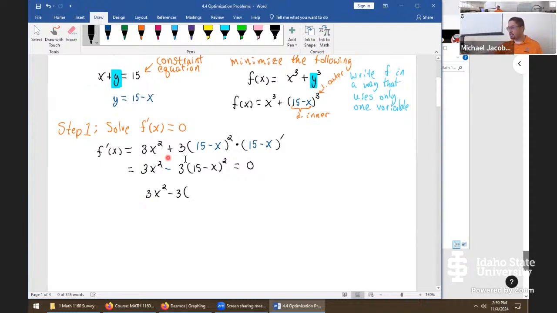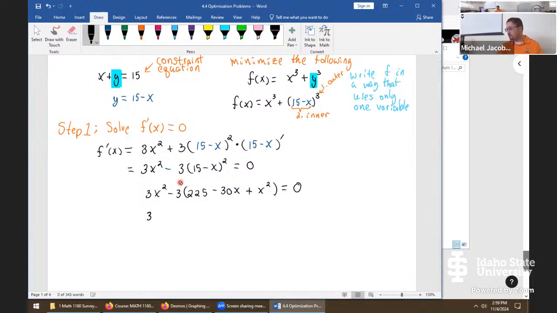Nice 3 times. Foiling this means first take 15 times 15. I think that's 225. Then it'll be 15 times x twice, 15 times -x twice, so it's -30x. Finally, -x times -x will give us positive x squared. So that's just the result of foiling out this quantity here by the red dot. Next step, we need to distribute the -3 into that group.